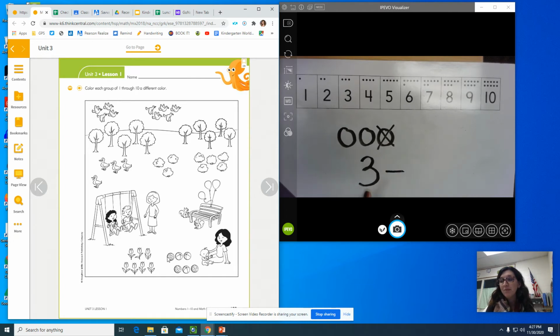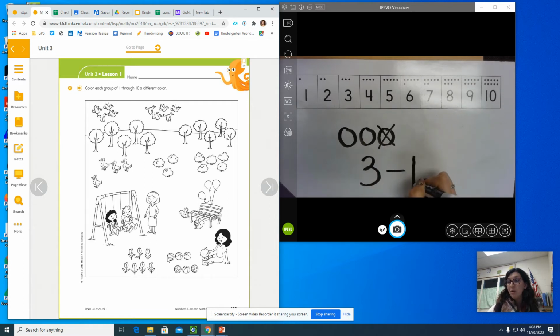So we have 3, and we're taking some away. How many did we cross out? How many did we take away? You're right, we crossed out 1 because 1 balloon flew away. So we write a 1 because we crossed out 1 since 1 balloon flew away. There's our expression. Let's turn it into an equation. So we put our equal sign.